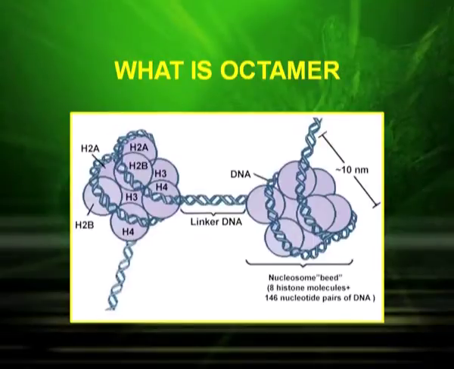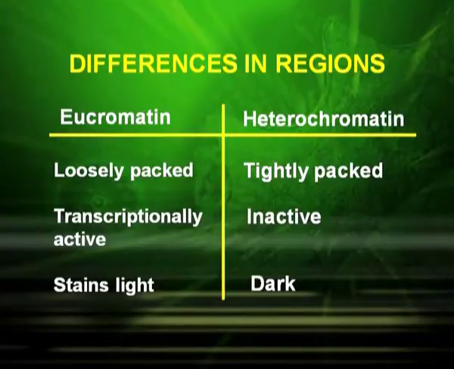Now, there are 2 different regions in the chromosomes, the euchromatin and the heterochromatin. Let us see what the differences are between euchromatin and heterochromatin. In euchromatin, the chromatin material is loosely packed. It is transcriptionally active and it stains light. On the other hand, heterochromatin is a region which is tightly packed, inactive, and darkly stained.